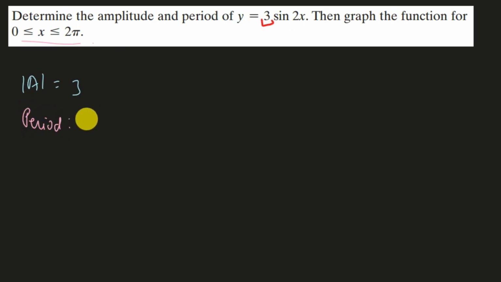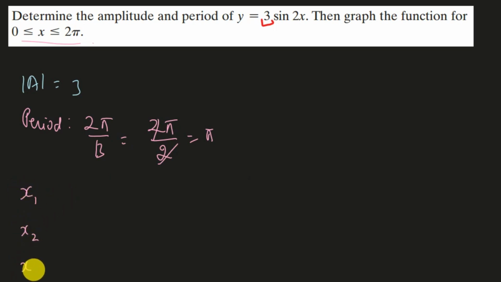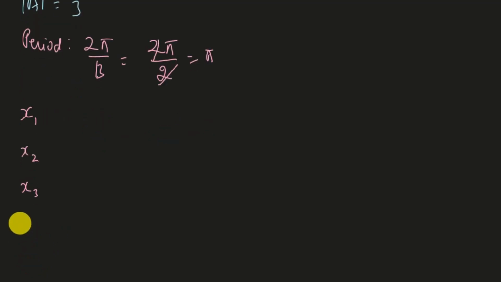So period is 2 pi by b. This is the period. So 2 pi, here b is 2, so divide by 2. That would cancel, you'll get pi. So period is pi, right? Now let's find the 5 key points: x1, then x2, x3, x4 and x5.